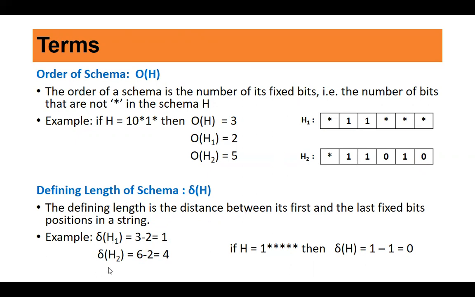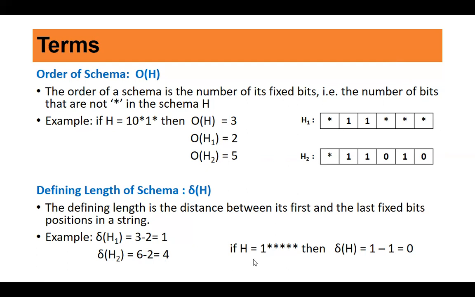Similarly, the defining length of H2. Again, we count the fixed bits, the first position and the last position. So here it starts from position 2, then you have 2, 3, 4, 5, and 6. So it is 2 and 6. So it is 6 minus 2, that is 4. So it depends on the positions of the fixed bits in the schema. So the defining length of H2 is 4. That is, delta H2 is 4.